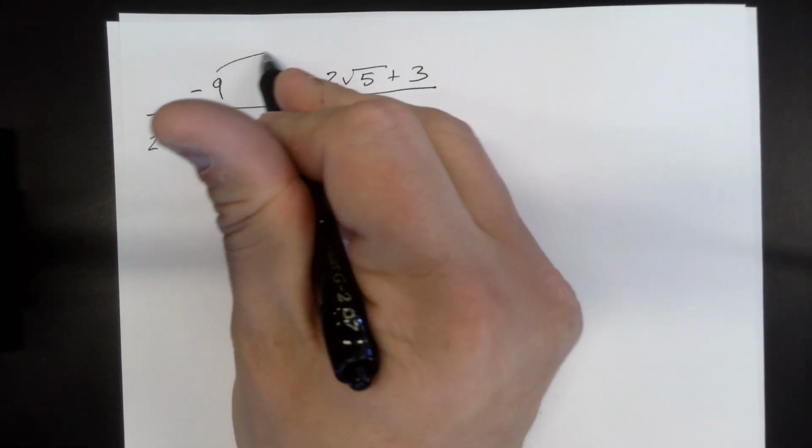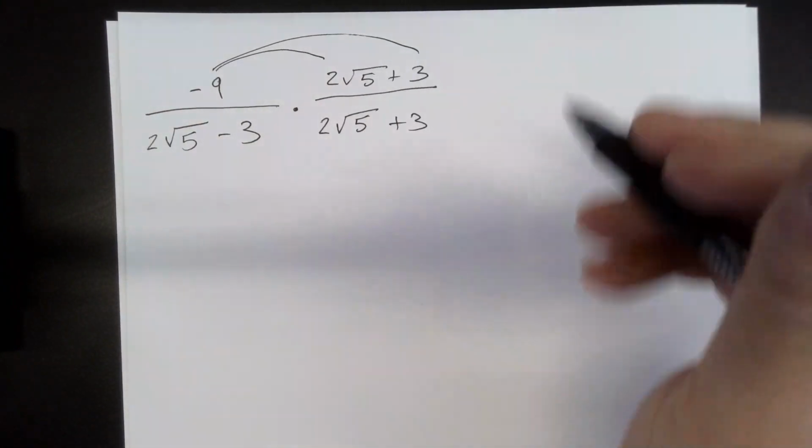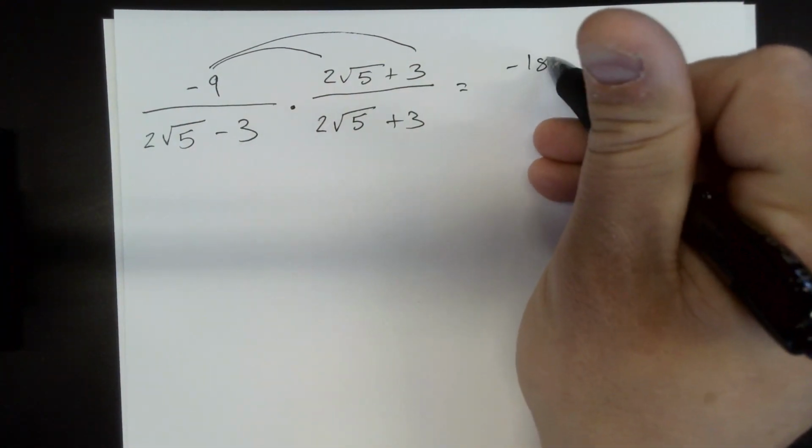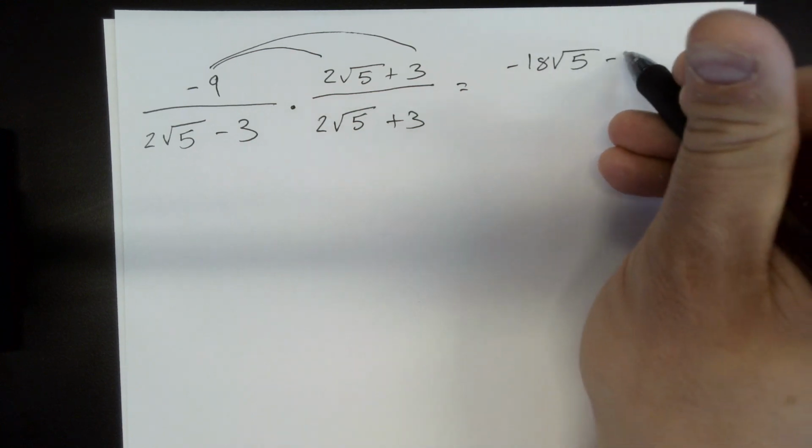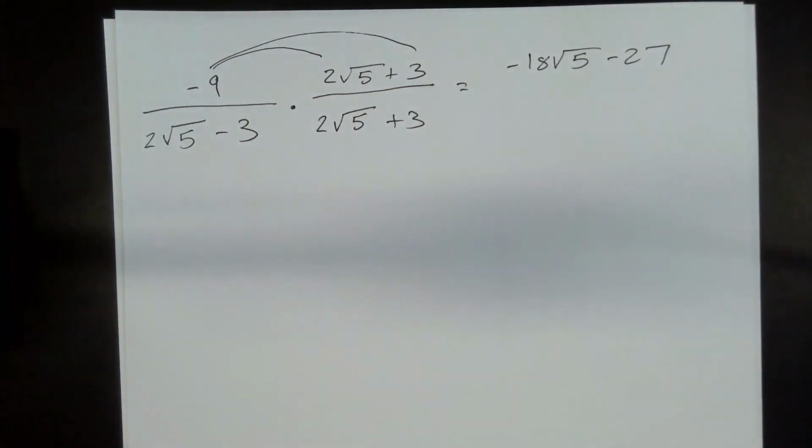Okay, Preston Garrett, how do I do it? Okay, so the top we're going to distribute, right? Which is going to give us negative 18 square root of 5 minus 27. Who got the top right? Raise your hand. This one's going to really toy with people. I can see it right now.